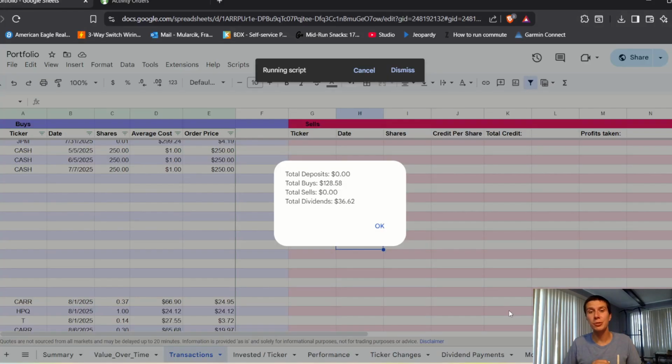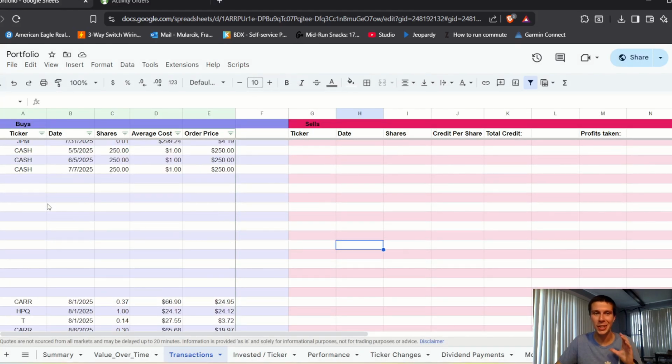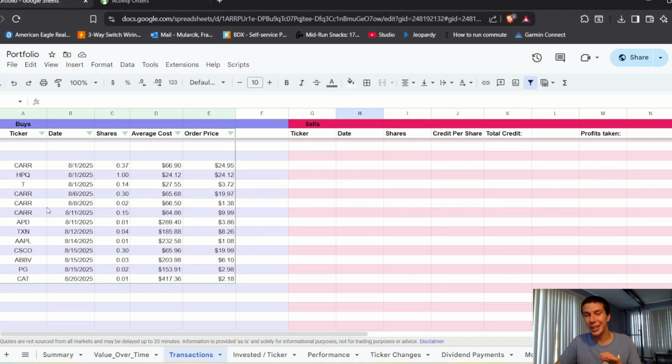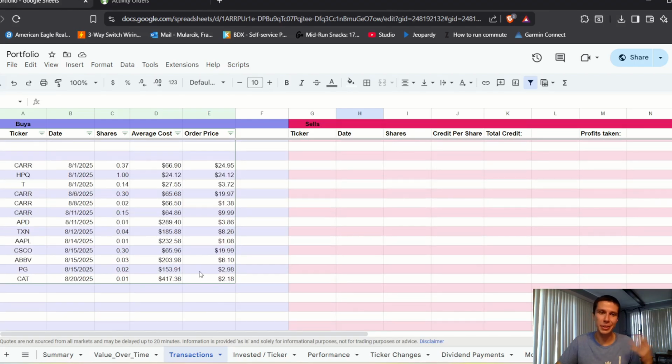So the script has finished running and we can see the little summary here. Total buys $128, total sales nothing, total deposits 0, and total dividends $36.62. And we can see the transactions here. They're actually shifted down a little bit because of some mistakes I made earlier. I had to go through and re-record this part, but the good thing is, in the new version of the spreadsheet, it'll always be in the right spot, no matter how many times you insert and delete the transactions.